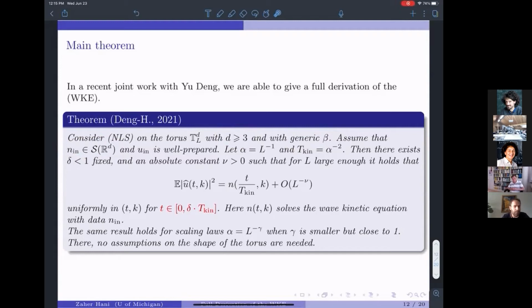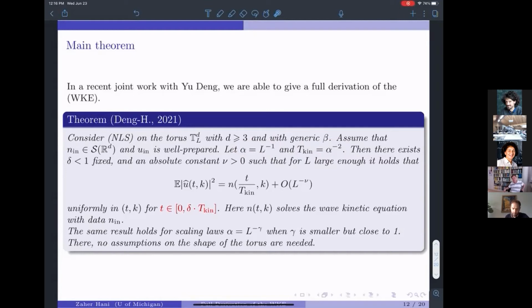Of course, this is an overkill. We only need finitely many Schwartz norms to be bounded, but we don't care this time to optimize those conditions. And we take the initial data for the analysis equation to be well prepared, as we discussed a few slides ago. So let us first take the scaling law alpha equals L inverse. Remember the kinetic timescale is always alpha to the minus 2. So in that case, the kinetic timescale is L squared.